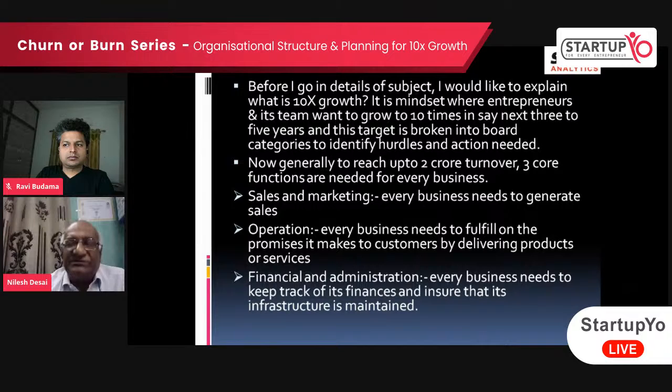So now, generally, all MSME members who are coming to us start fresh, and then they grow up to 2 crore rupees turnover. There are three core functions which are needed for every business. The three core functions are sales and marketing, operations, and financial administration. These are the basic functions.